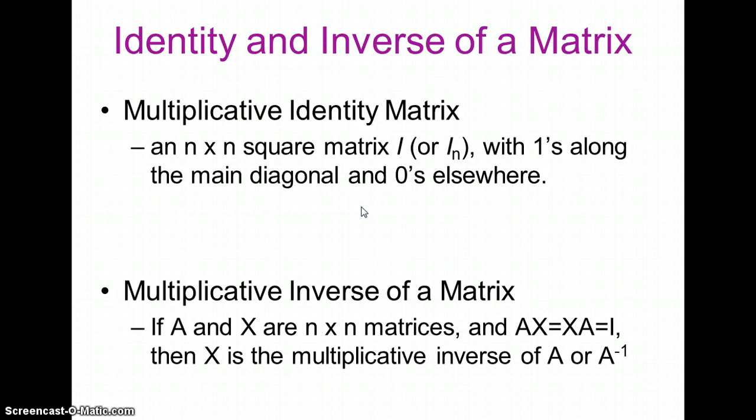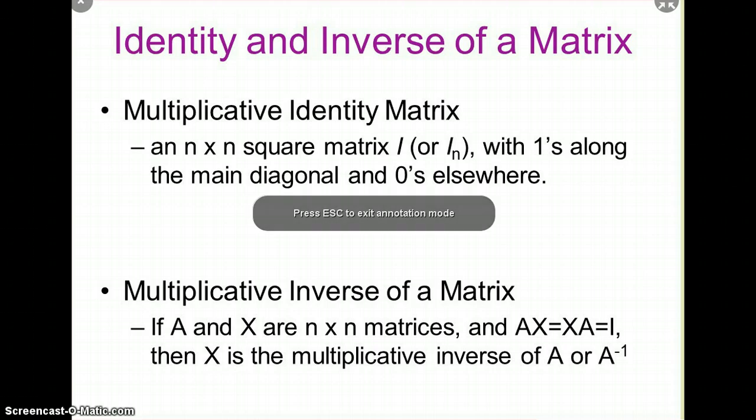Okay, so two things about the identity and inverse of a matrix. First of all, the multiplicative identity of a matrix, which we would normally call the reciprocal when we're talking about the multiplicative identity for real numbers, is going to be a square matrix that we call I for identity, that has ones along the main diagonal and zeros everywhere else. So let me give you a couple examples of what that would look like.